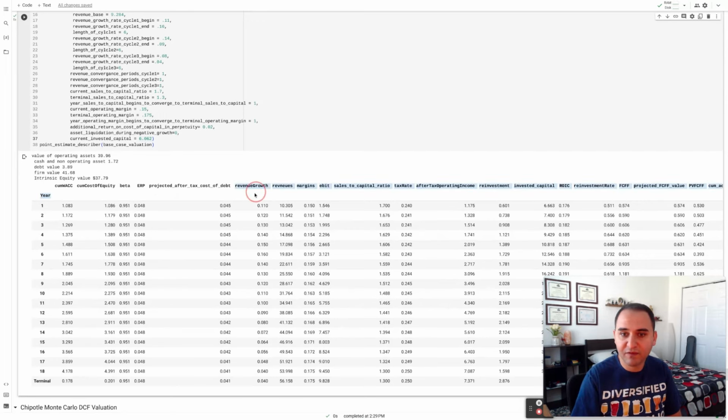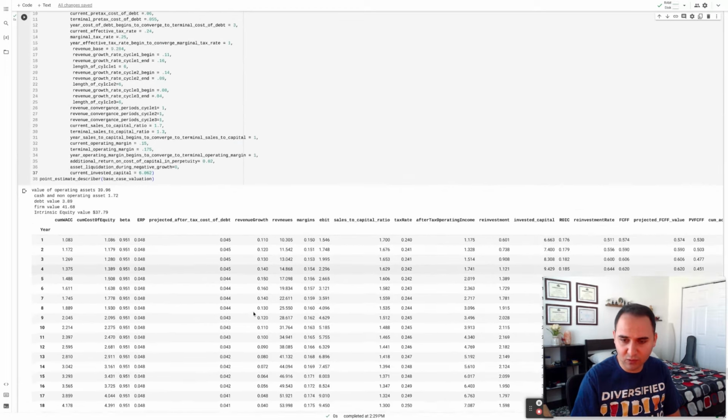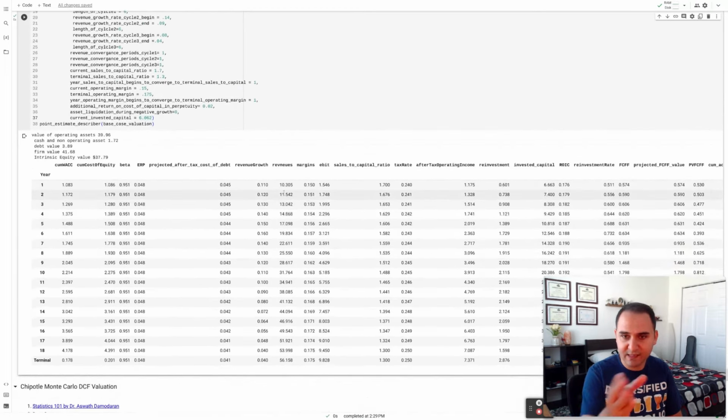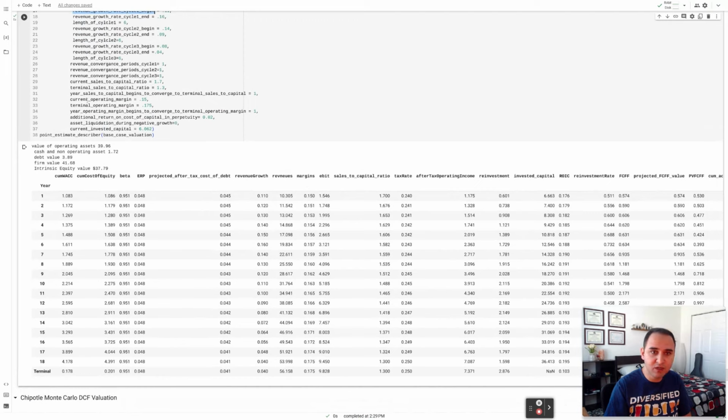Then you have the revenue growth rate, which we supplied here, 11, 12, 13, and so on. The revenue is grown accordingly based on the revenue growth rate and the revenue base that we provided. The next thing is margin. We said the margin is going to go from 15 to 17.5, which we observe here. Over the valuation period, the margin goes from 15 to 17.5. Here is EBIT. EBIT stands for earnings before interest and taxes. Essentially, revenue times margin gives you EBIT.